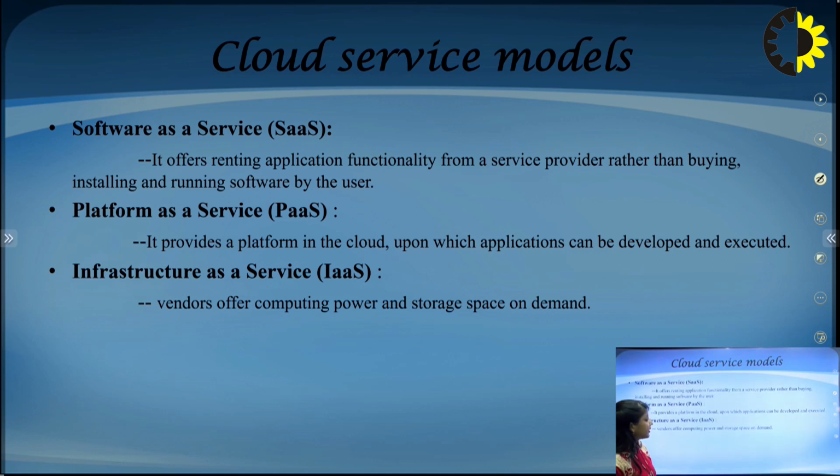We know there are three service models: software as a service, platform as a service, and infrastructure as a service. What is software as a service? It offers renting application functionality from service providers rather than buying, installing and running the software. Currently we use online software like online compilers, where we run our code, and online Microsoft Office. These applications run over the internet.